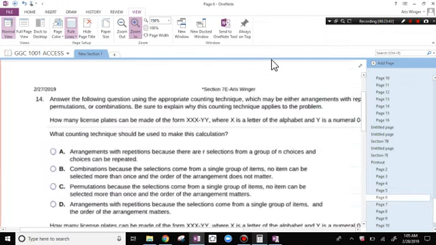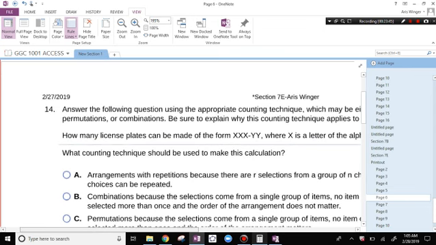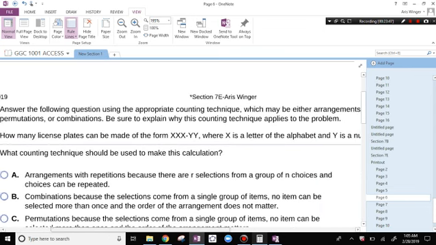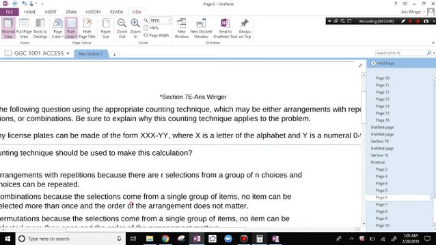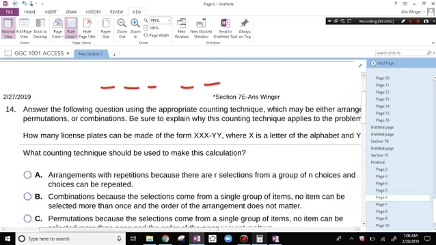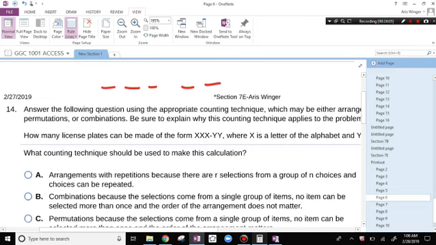Answer the following question using the appropriate counting technique. Let's see what we got here. How many license plates can be made of the form XXYY? Where X is a letter of the alphabet and Y is from 0 to 9. Looks like, again, they can repeat. And so we're going to be doing arrangements with repetitions, and you can repeat.